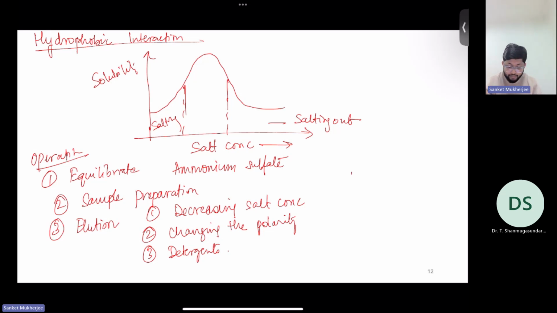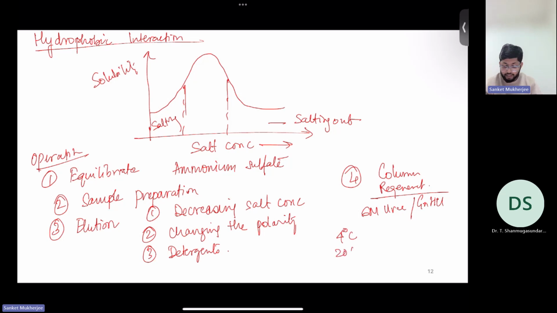And finally, what we do is column regeneration. In this case, we use 6 molar urea or guanidine hydrochloride, something like that. And the column can be stored at 4 degrees in the presence of 20% ethanol and 0.05% sodium azide.